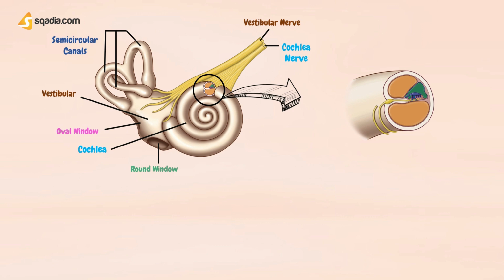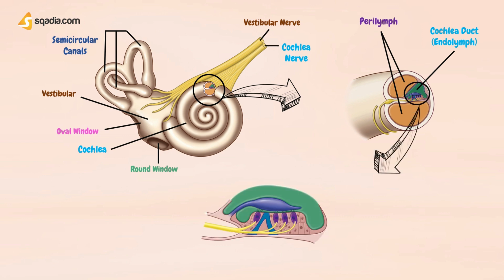The spirals of the cochlea are divided into 3 compartments. The middle compartment is a triangular duct, called the cochlear duct, filled with endolymph. The outer 2 compartments are filled with perilymph. Resting on the floor, called the basilar membrane, of this duct, is the organ of Corti, the hearing sense organ.